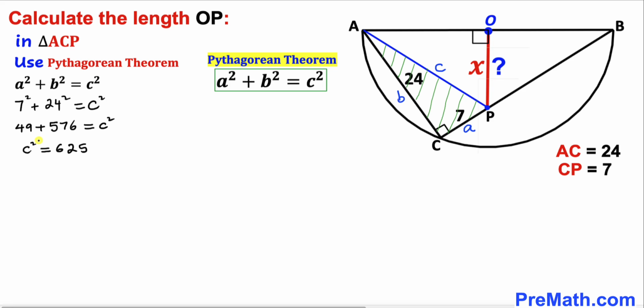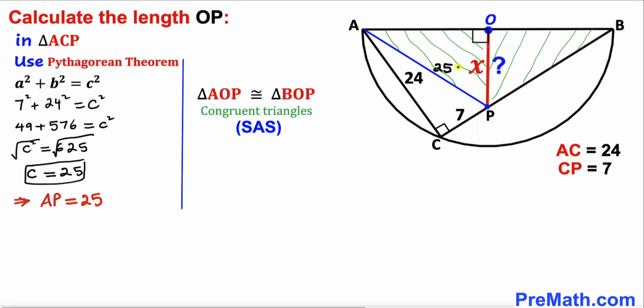625. Let's undo this square by taking the square root on both sides. So c turns out to be positive 25. And now we know that this side c is simply the length AP. So this side turns out to be 25 units.